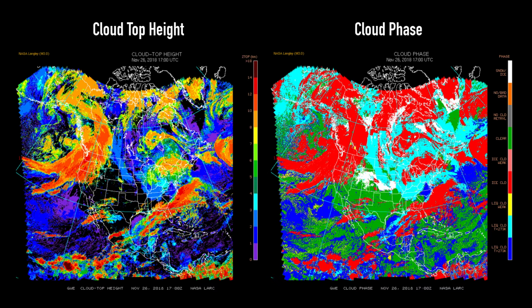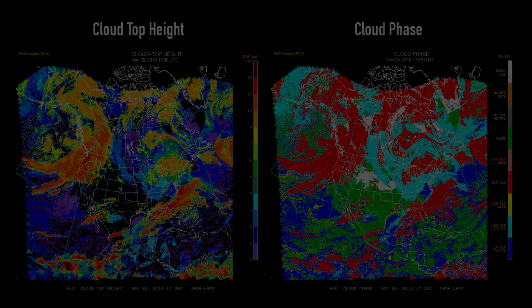Whereas on the left, you can see there's a whole variety of cloud heights. The red and orange are really, really high clouds, whereas the blues and the purples are low clouds. So all of this data is really important to weather forecasters, weather prediction models, and also climate researchers as well. My particular area of expertise at NASA Langley is using data collected by geostationary satellites to study severe storms.